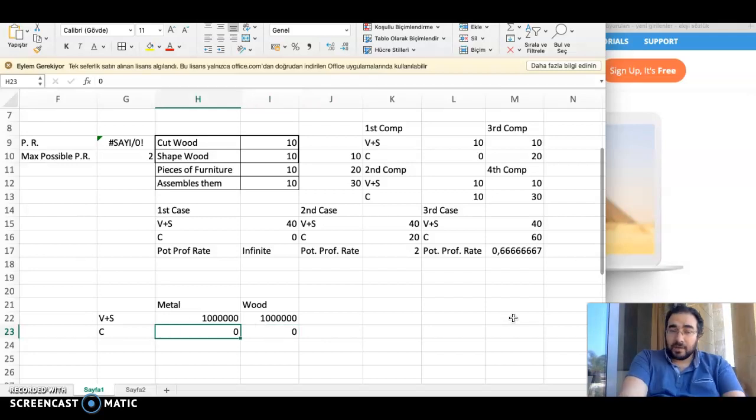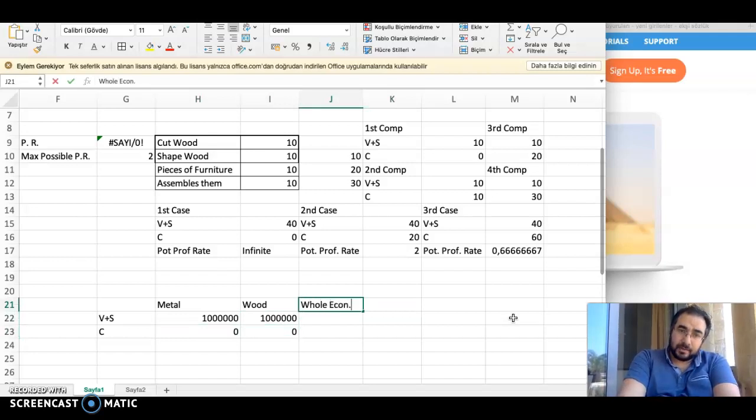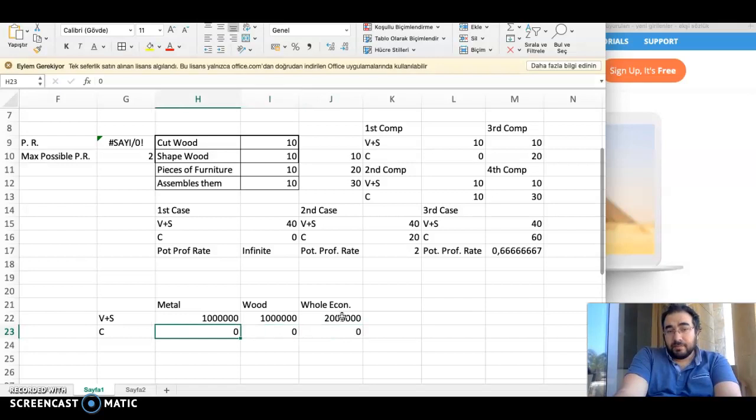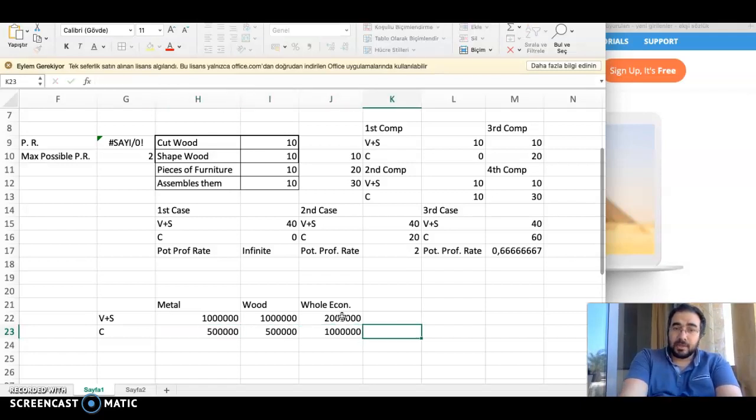But if now they sell what they have produced to each other, well, for the whole economy, by the way, let's calculate that also. The total V plus S is 2 million, and C is again 0. But if they sell half of what they produce to each other, so that wood is used in the production of metal and metal is used in the production of wood, in that case 500,000 will be C for each sector, because now they are buying from the other sector an output equal to 500,000 labor hours. So now, in the whole economy, C has risen from 0 to 1 million, and the potential profit rate has again fallen from infinite to 200.